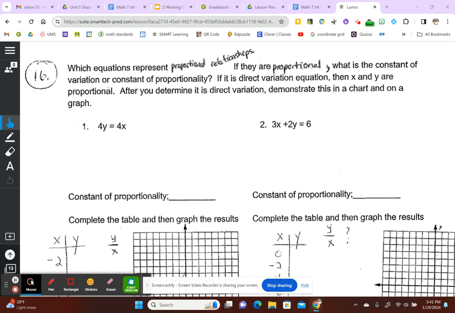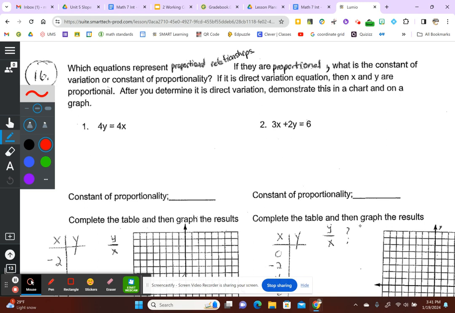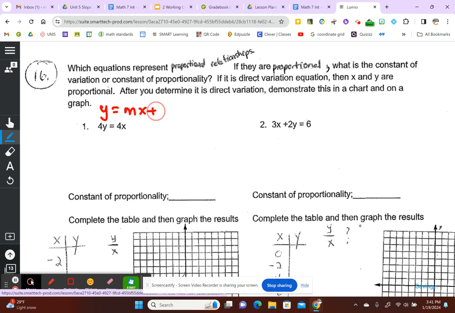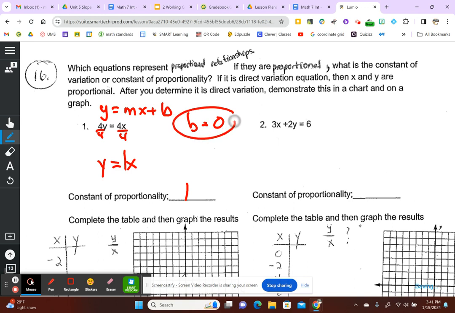Okay, so for the first one, to figure out if it is a proportional relationship, I want to see if I can put it in the form of y equals mx plus b, where b equals 0. So I'm going to divide by 4, and I get y equals x. So the constant of proportionality would be 1, because here I'm multiplying by 1. B equals 0, which means it is a proportional relationship.